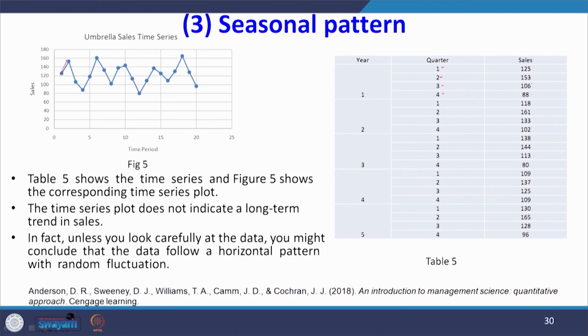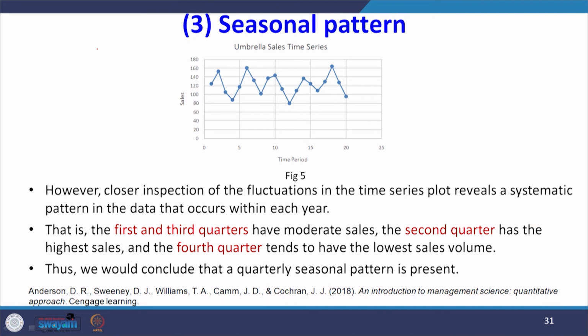Quarter 1, quarter 2 it is higher, quarter 3 it is low, quarter 4 again it is low. Okay. Then quarter 1 it is low, quarter 2 it is high. Like that there is a pattern. However, closer inspection of the fluctuation in the time series plot reveals a systematic pattern in the data that occurs within each year. That is, the first and third quarters have moderate sales. This is the first, second, third, fourth. See, 1 and 3 have the moderate sales.